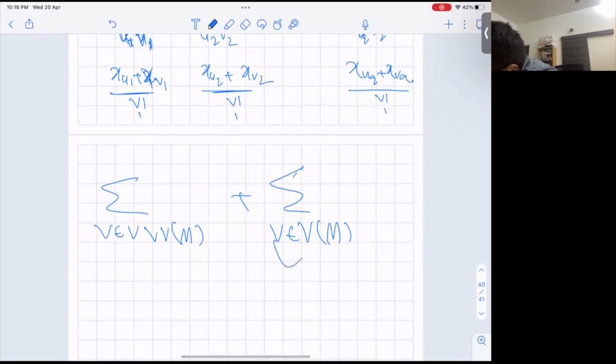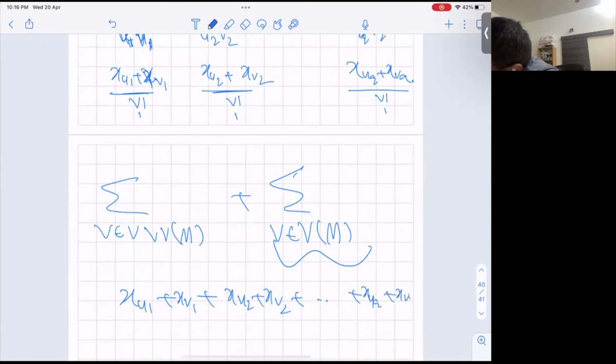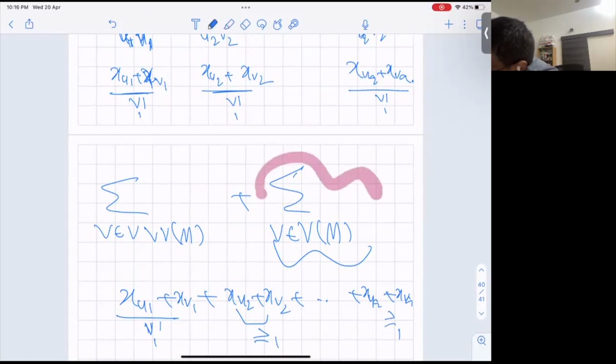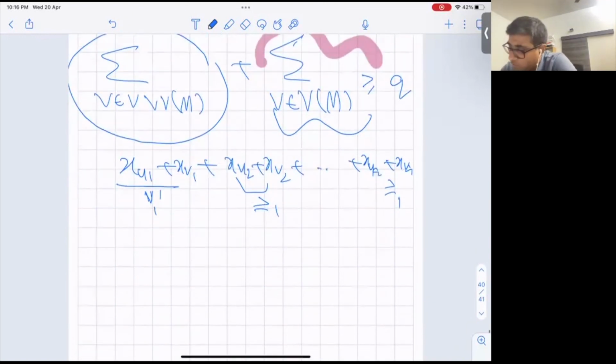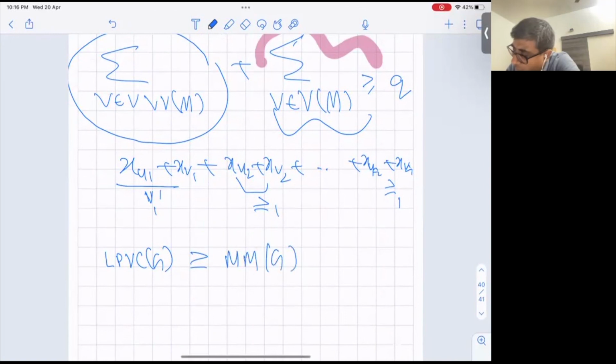If I look at this part of the summation, this is basically x_u1 + x_v1, plus x_u2 + x_v2, dot dot dot, x_uq + x_vq. Each of these is greater than or equal to 1, which implies that this part of the sum is greater than or equal to q, which is equal to the maximum matching. The other part is some other positive quantity, so it can only be larger, which implies that the linear programming relaxation of any graph is greater than or equal to the maximum matching of G.